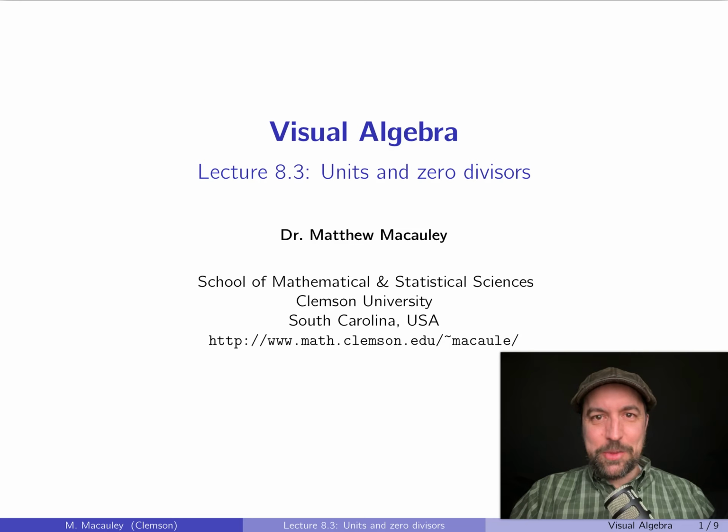Welcome to Visual Algebra Lecture 8.3, Units and Zero Divisors. A unit is an element in a ring that has a multiplicative inverse. Rings that have only units, except for zero, of course, are called division rings. Commutative division rings, like the reals, rationals, and complex numbers, are fields, and non-commutative ones, like the Hamiltonians, are skew fields.